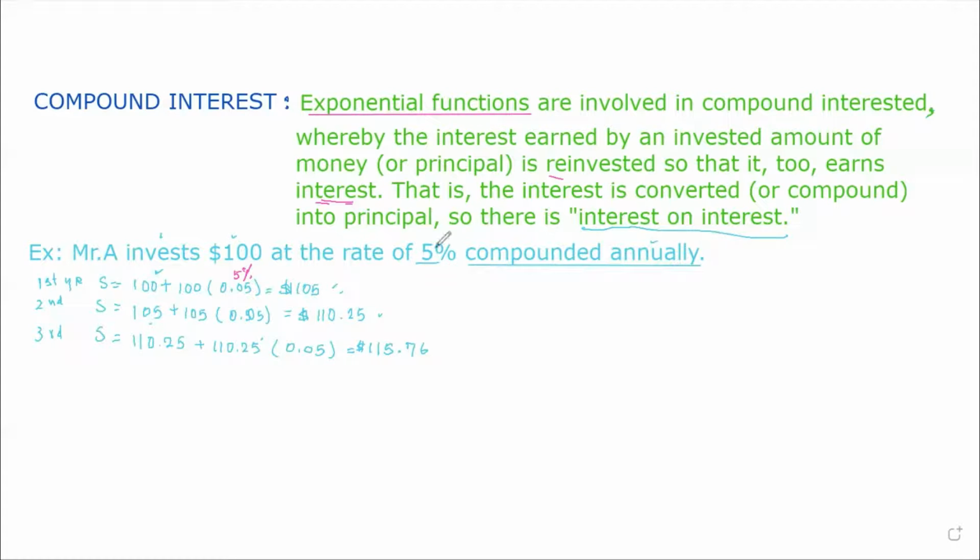You get 115.76 minus the original principal, 100. So you have 15.76. That is your interest at the end of the third year. This is the interest you earn.